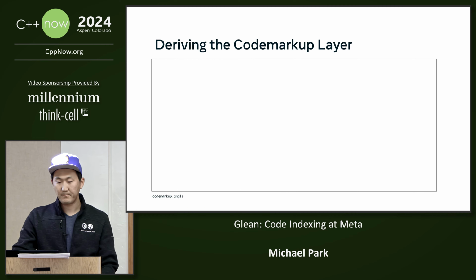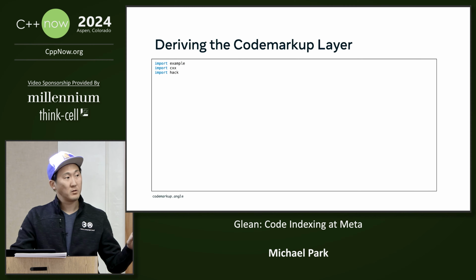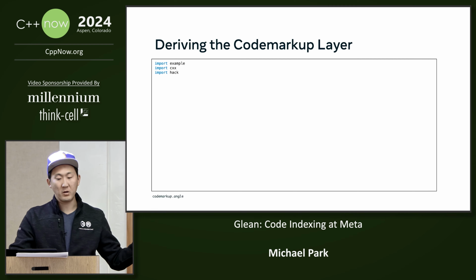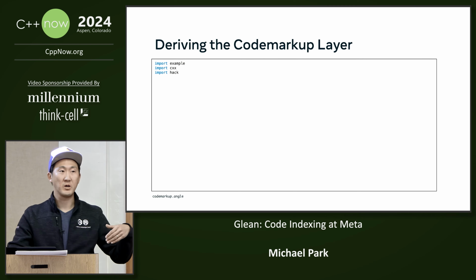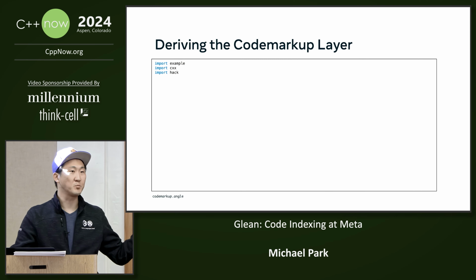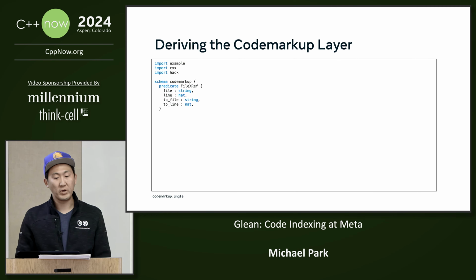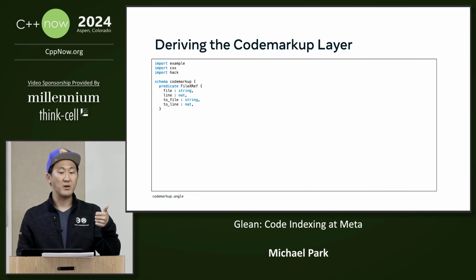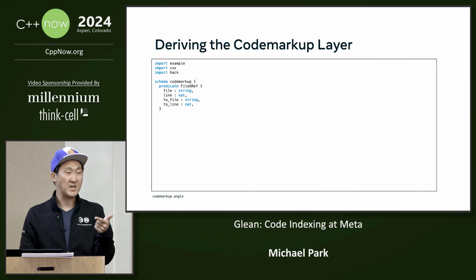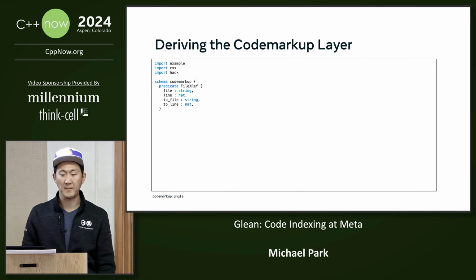Whew. Okay. So deriving the code markup layer. In Angle, you use import of a different schema to pull in other schema files. Sorry, it's a bit small, I know. It's going to get bigger in a second. So we can have a code markup schema that pulls in the example that we just wrote, CXX and Hack, let's say. Because I said each of those have separate schemas, right?